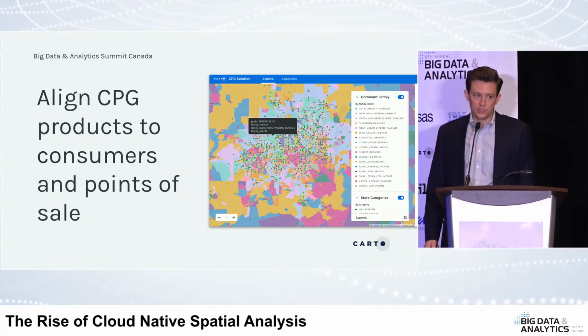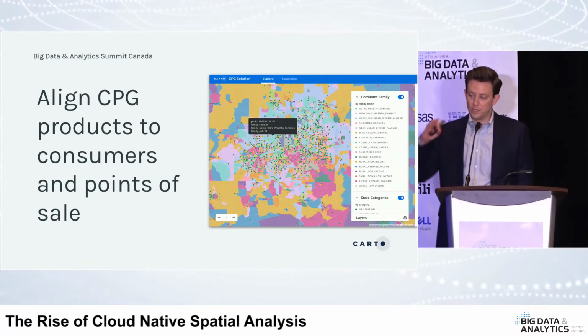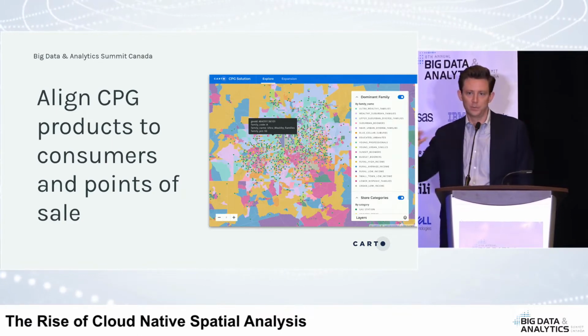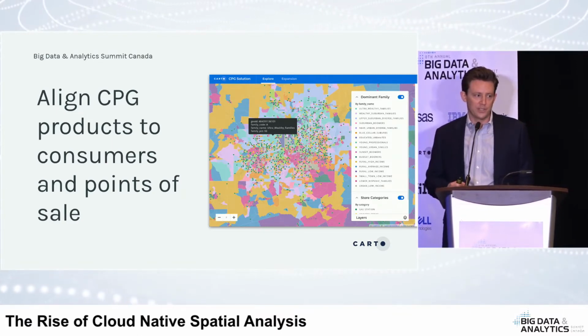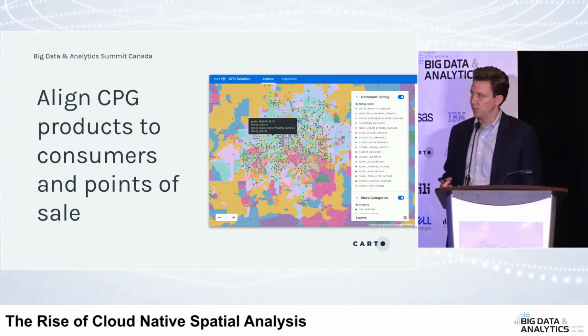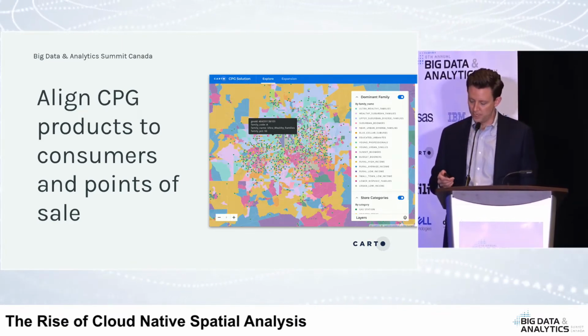What about if you're a consumer packaged goods company and you want to align your products to consumers in different points of sale using geospatial data, in a similar flow to a retail case? Who's going to these points of sale? Where do they live? Can I plan marketing campaigns to reach them? Where are they? That's something that's pretty common as well.